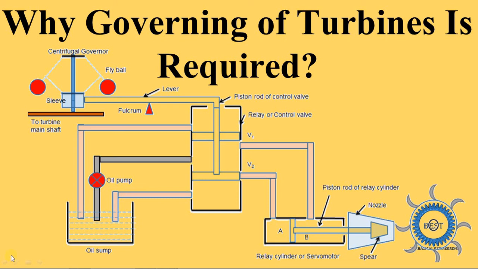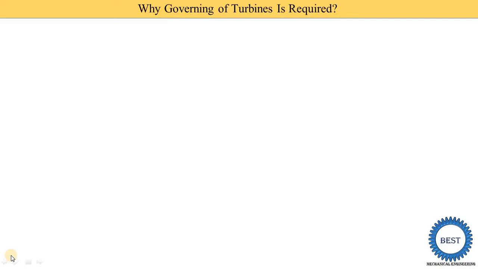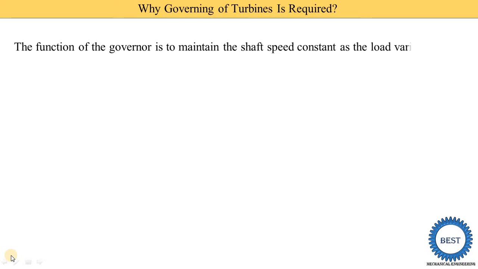In this video, I explain why governing of a steam turbine is required. I explain this theory with a few simple examples, so you will understand it very easily. First we understand what the function of governing is in a power plant or in any turbine. The function of the governor is to maintain the shaft speed constant as the load changes.